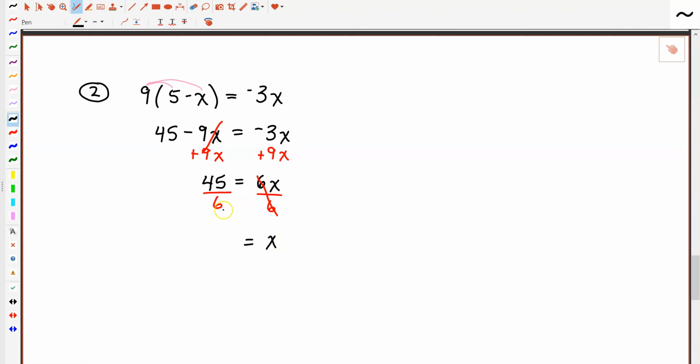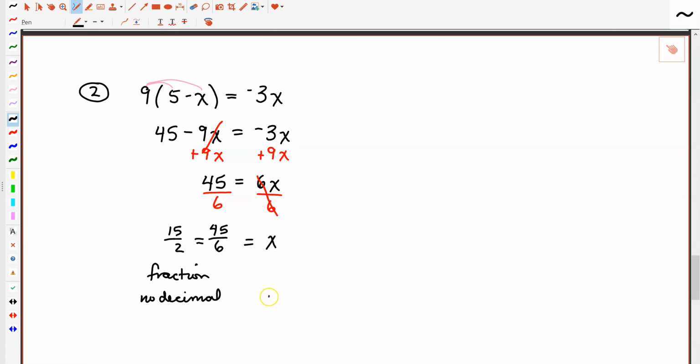And then over here on this side, 45 divided by 6. Well, that does not divide nicely, so I'm going to leave it as a fraction. But if I can simplify that fraction, I will. And I can. Both of these are divisible by 3. So 45 divided by 3 is 15, and 6 divided by 3 is 2. So please leave it as a fraction, not a decimal. Fractions are the preferred way to write your final answers.